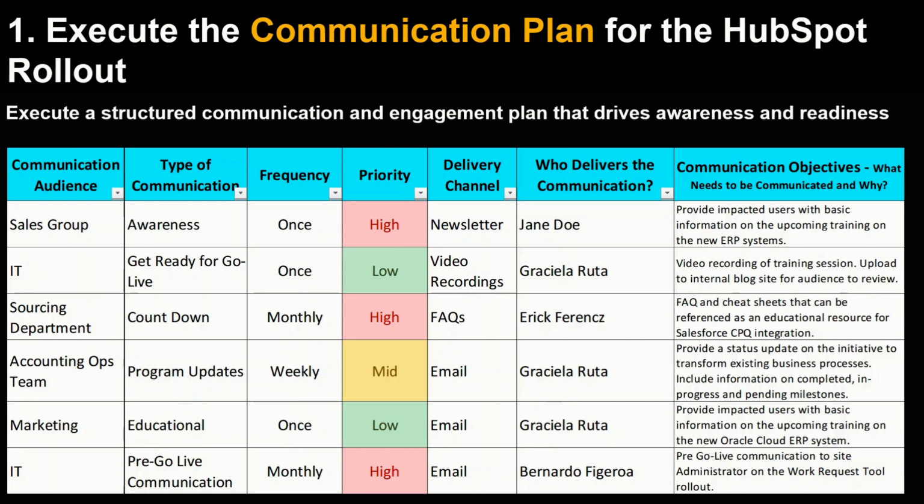Use this template on my screen for your communication plan. This is a HubSpot change management communication template. Include the communication audience, who should be getting communications. Include the type of communication it is. Is it an awareness about the HubSpot implementation? Is it a countdown or get ready communication for HubSpot? You can also include the frequency as well as priority. And then you want to include the delivery channel for delivering the communication. Who should deliver the communication? Include that too. You can also include the communication objectives.